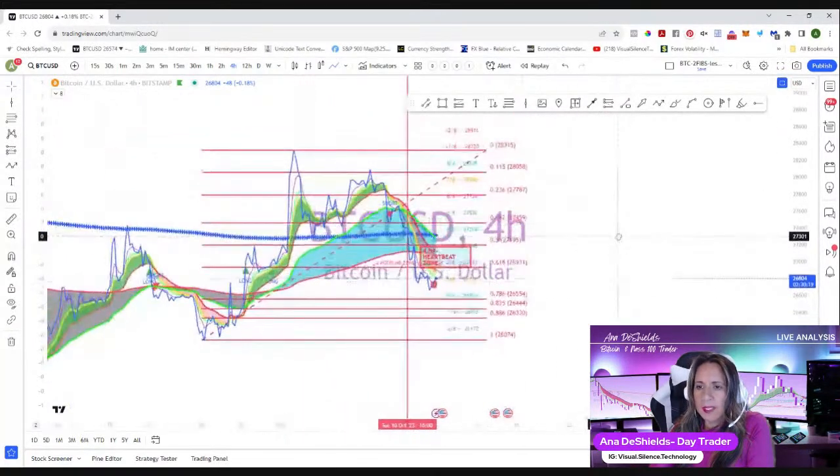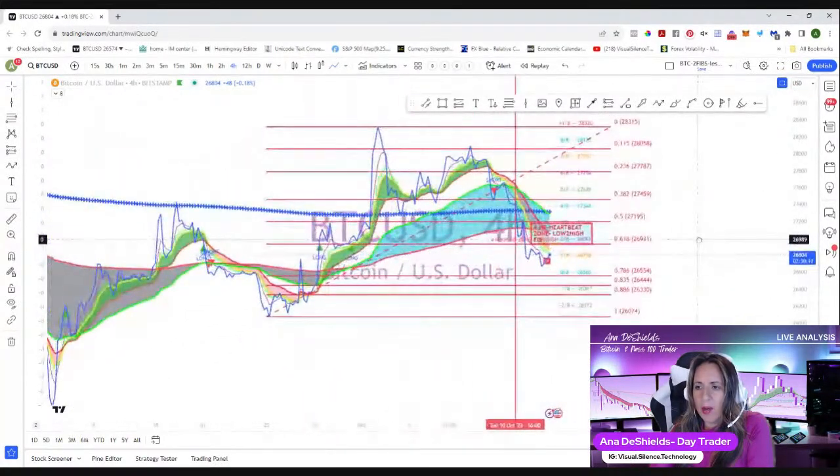So what is the play for now? Well, she could go ahead and sell down to this area here, the 78.6, or return to buy up to this zone and eventually go up to the 1.115.